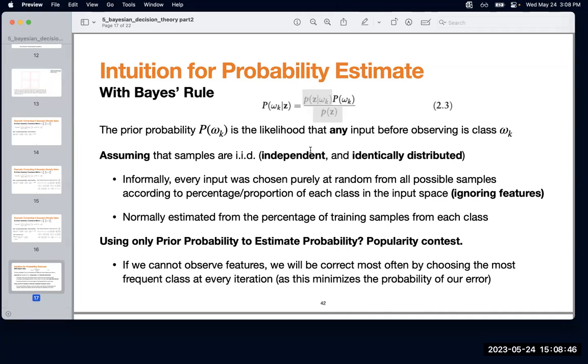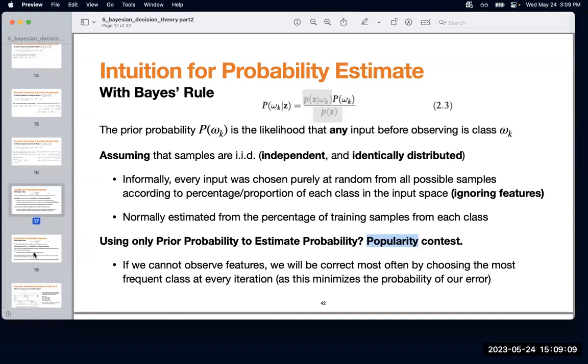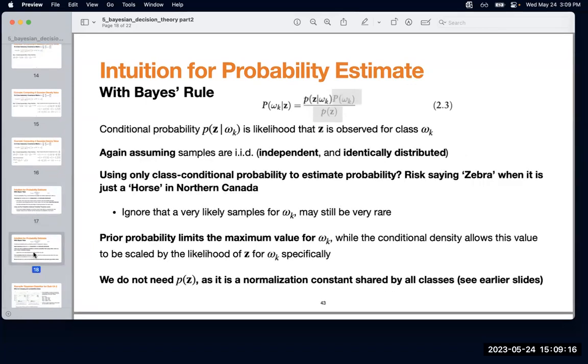So how do we estimate the prior? It's a popularity contest. So essentially, you just check the data, the proportion of samples that belong to that given class. That's how we typically make our estimate of our prior probability. That's not the only way, but that's definitely one very common way in which you can do that. And that's the way that we would be using in our examples.